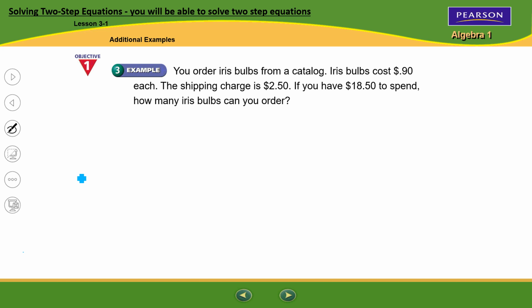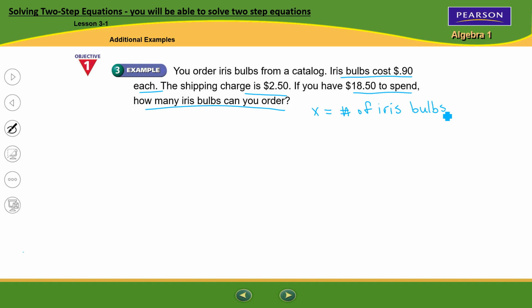You order iris bulbs from a catalog. They cost 90 cents each. Each bulb is 90 cents. Shipping charge is $2.50. That's a one-time cost. I'm just processing this as I read it. If you have $18.50 to spend, that's kind of like a total. How many iris bulbs can you order? So X is going to equal the number of iris bulbs.